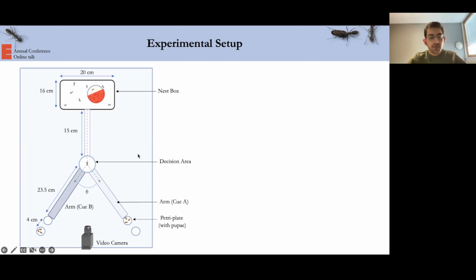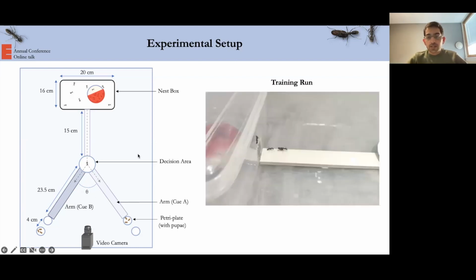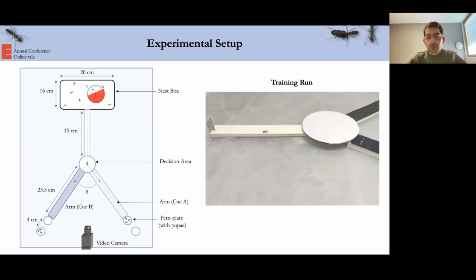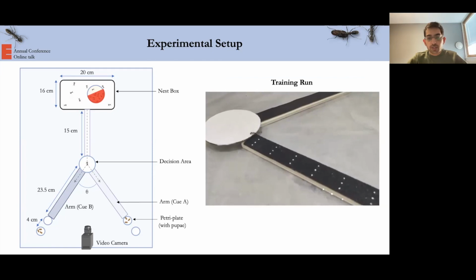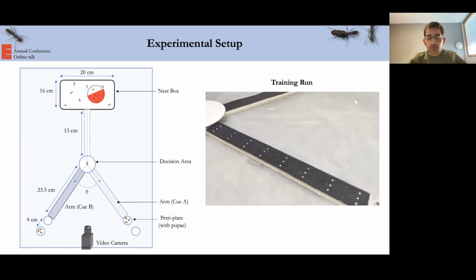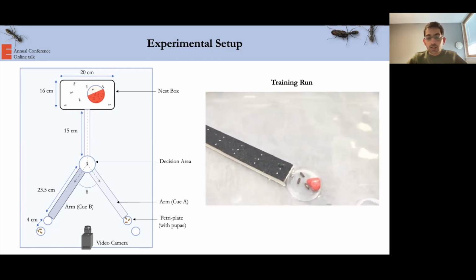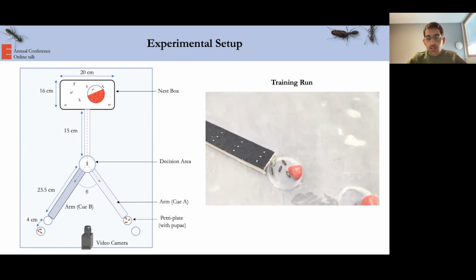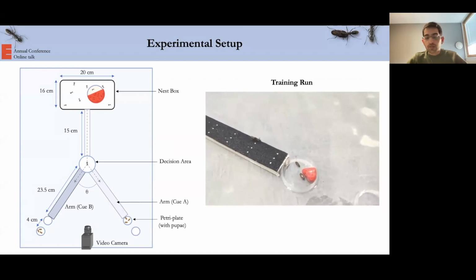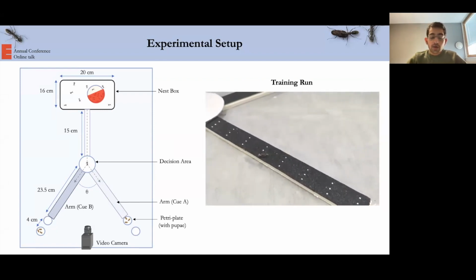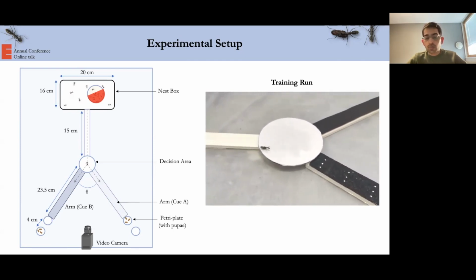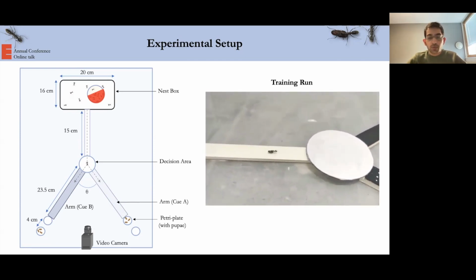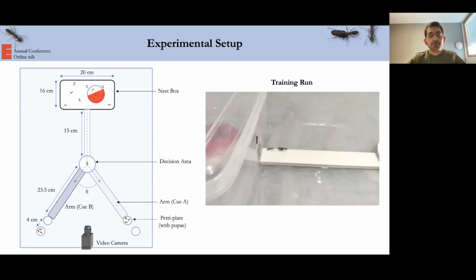the non-condition cue. On the right side is an example of a training run. So the ant comes out of the nest box, comes to the decision area, and decides between one of the cues. It goes the length of the arms, and if it finds a pupae, it grabs one and takes it back to the nest box. Now, after each of these training runs, the arms are randomly flipped. They are wiped with ethanol, and the pupae are balanced on both the sides.